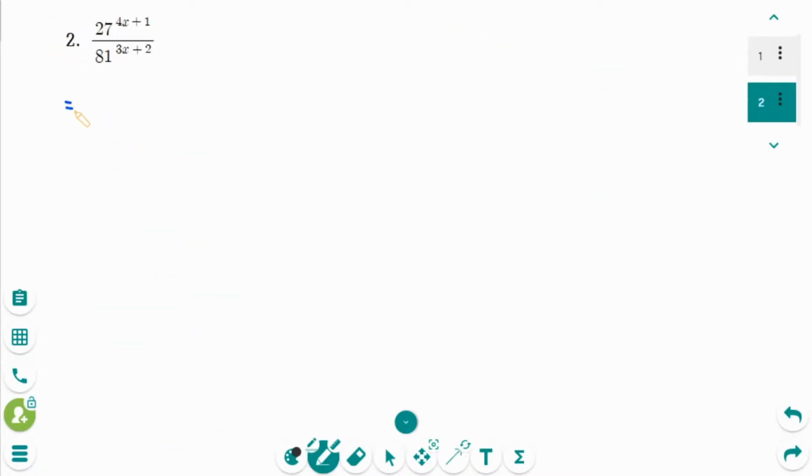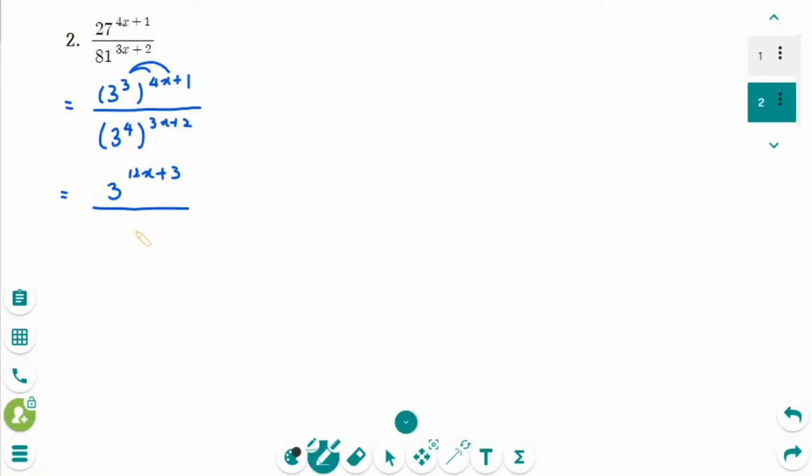Number 2, 27 can be written as 3 to the power of 3, then to the power of 4x plus 1, over 81 is 3 to the power of 4, to the power of 3x plus 2. Distribute the power: 3 to the power of 12x plus 3 over 3 to the power of 12x plus 8.